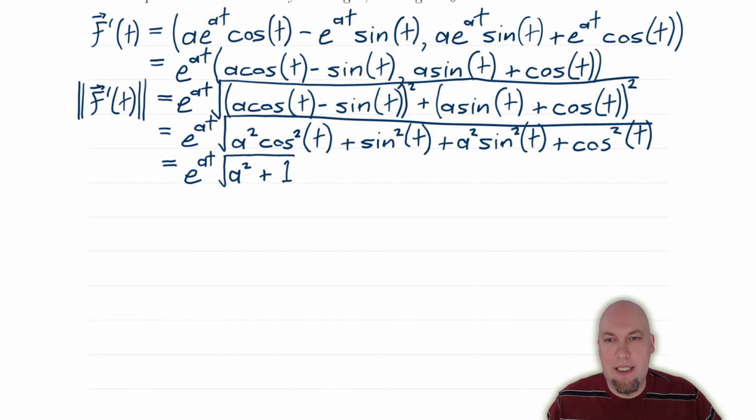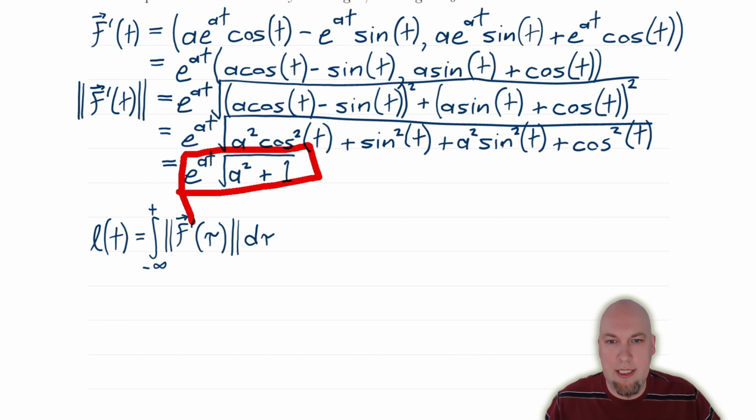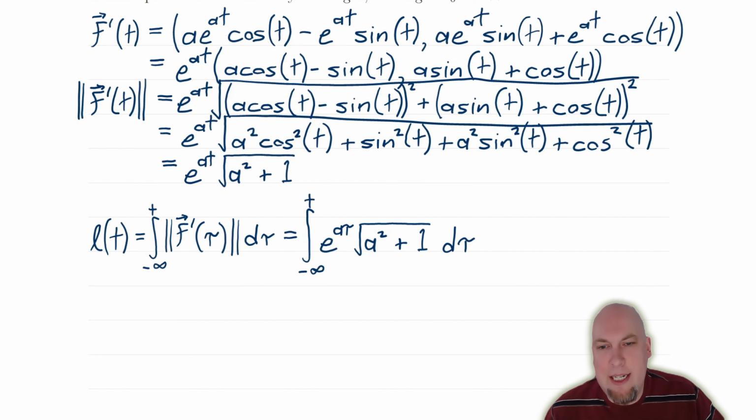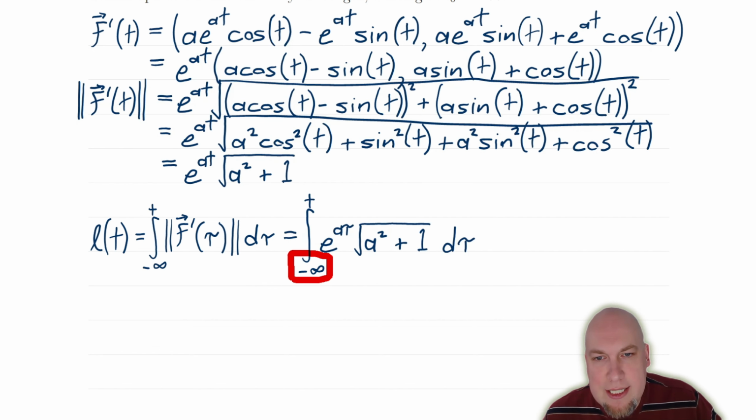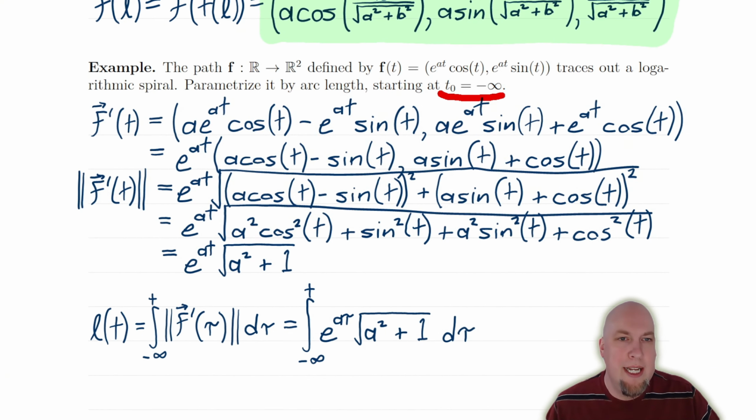Next up, I integrate it to get my L function, my length so far function. I'm just going to take this formula here and plug it into the integral. Now it's going to be an integral from negative infinity to t. This is a little bit weird here. I said t0 is negative infinity.